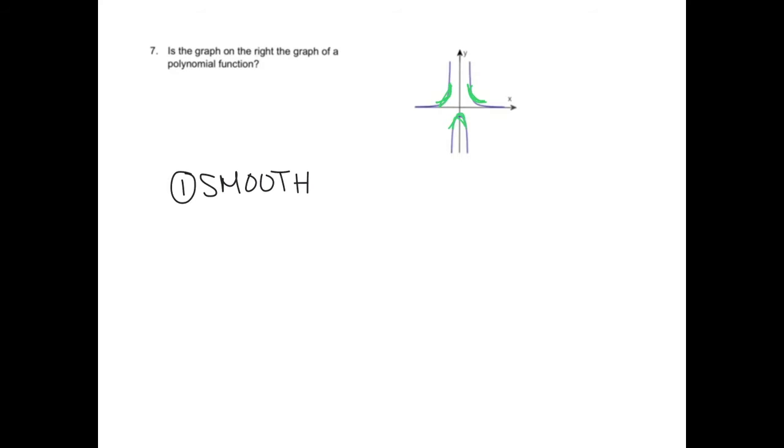We do not have any sharp corners, like this would be a sharp corner. All of those would be sharp corners. Since we don't have that in our graph, yes, our graph is smooth. So that criterion is true. Now we have to see if the graph is continuous. This is the second criterion to make sure that our graph represents a polynomial function.